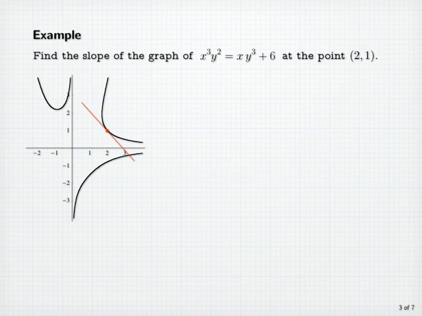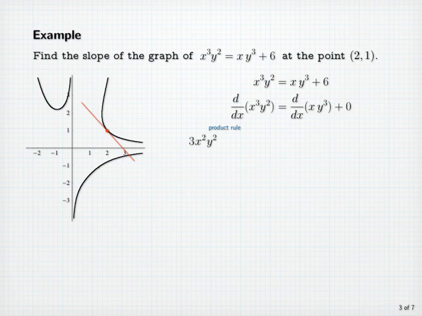We'll differentiate each side of our equation with respect to x. On the left-hand side, we need to use the product rule. We first differentiate x cubed to get 3x squared and multiply that by the other factor, y squared, and then add x cubed times the derivative of y squared with respect to x, which is 2y times dy/dx by the chain rule.